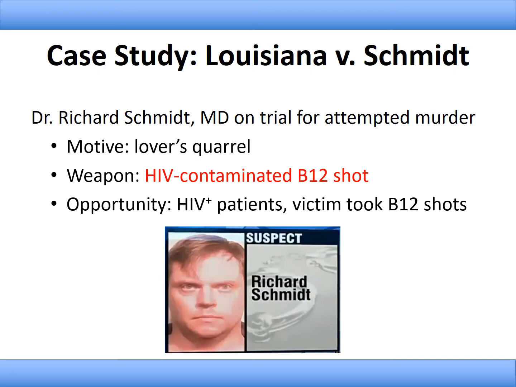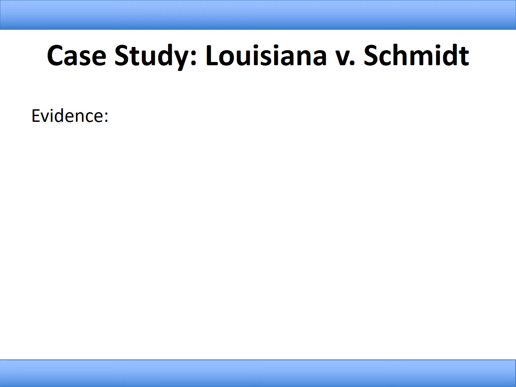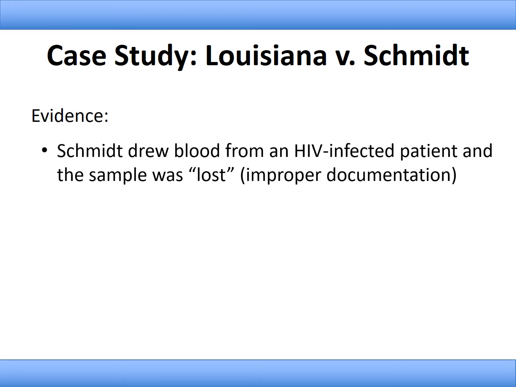And I don't know if you've ever had blood work done or if you've worked in a lab, but this is monitored meticulously. There are labels on everything, so it is really abnormal for blood work to go missing. And for it to happen on the same day, that was suspicious. So here's some evidence. The doctor drew blood from one of his HIV-infected patients, and that sample got lost. There was improper documentation, and as I said, that is a big no-no. Thankfully, it's rare.